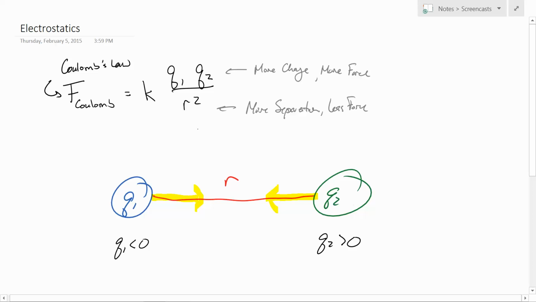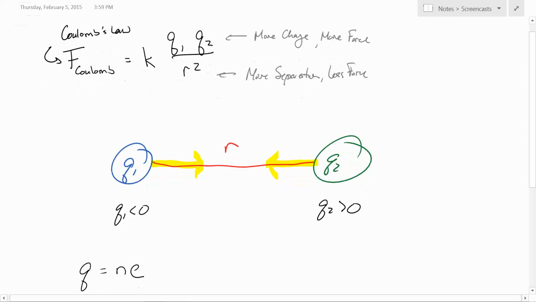Either way, this gives us the magnitude, the size, of that force. We're not going to worry too much about that. All we need to keep in mind is that bigger charge means bigger force, closer charge means bigger force, and that they're going to attract or repel along a straight line. That's where we want to stay with our understanding of this right now.